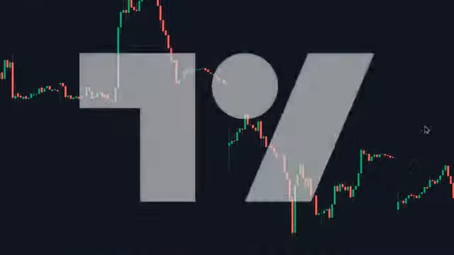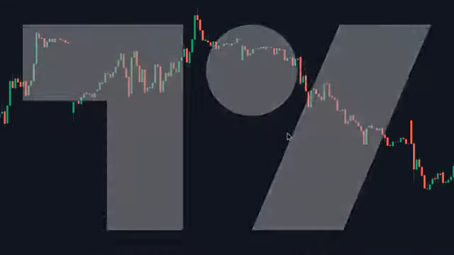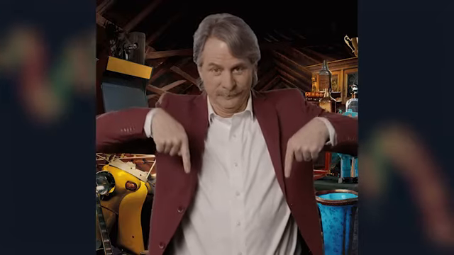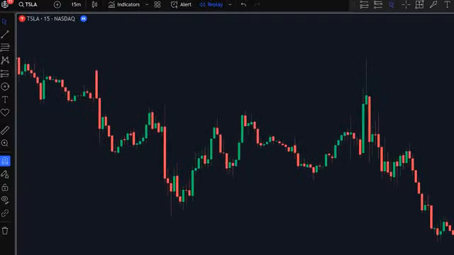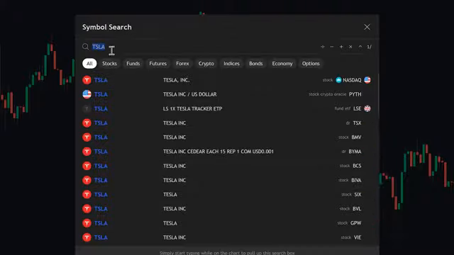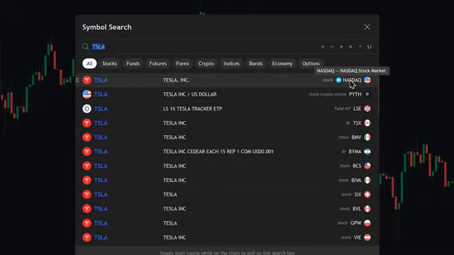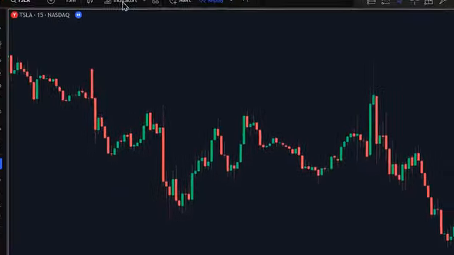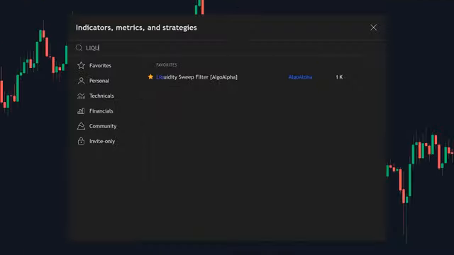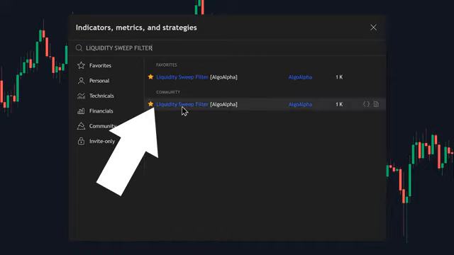Let's get into it. Now, to add this indicator to your chart, you want to go to TradingView, the trading platform that I'm going to be using. If you haven't signed up yet, there's going to be a link in the video description for you to do that. Next, I'm going to load the 15-minute time frame of TSLA, which is the ticker symbol for Tesla. I'm going to go with this one from NASDAQ. After that, you want to click on Indicators and type in Liquidity Sweep Filter. And it's going to be this one by Algo Alpha.